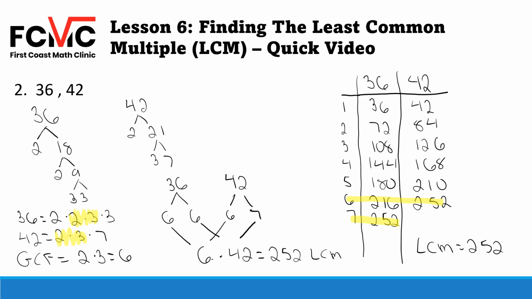So again, 2 different ways, using our table and using our greatest common factor, to find our least common multiple, okay? So this was a quick video for lesson 6, finding the least common multiple. Again, if you want a more detailed explanation, you can check out the link for the video that's going to appear at the end of this video.